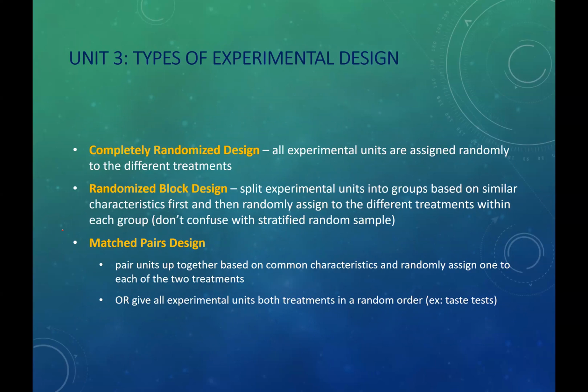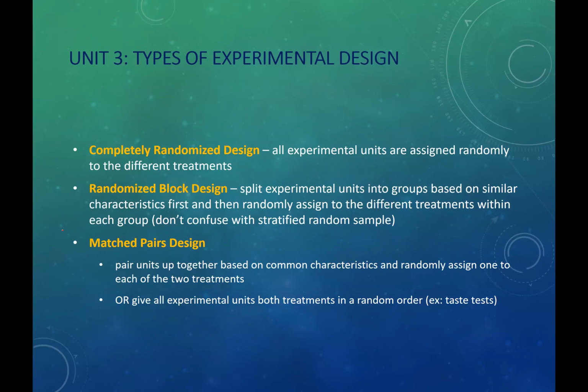Randomized block is where you sort them into groups first, and then you randomly assign the different treatments within each group. So it's very similar to stratified. They're sorted first, but randomized block is when it's an experiment. Stratified is when it's an observational study that you're doing, or a survey is also for stratified. So you sort them into groups first based on similar characteristics, and then within each group you randomly assign to the different treatments. So we did the dog example here.